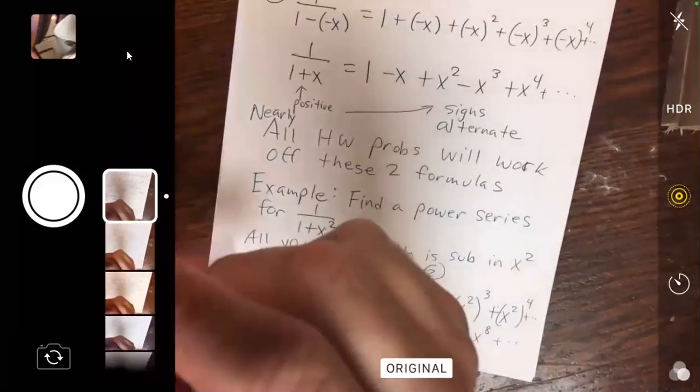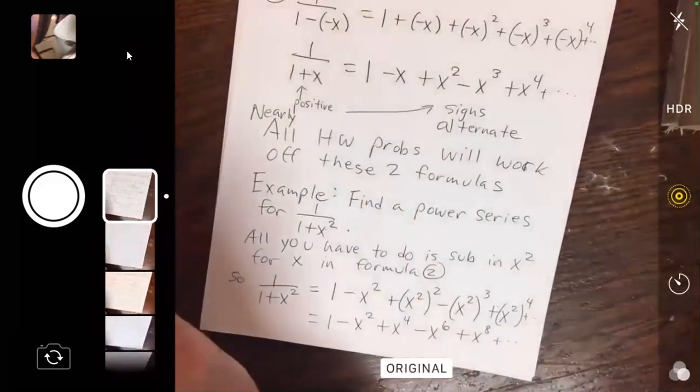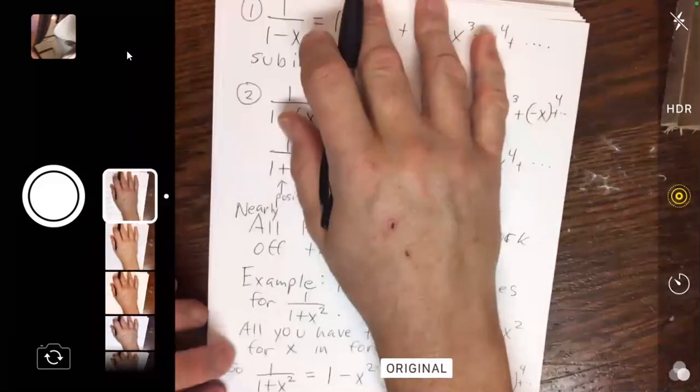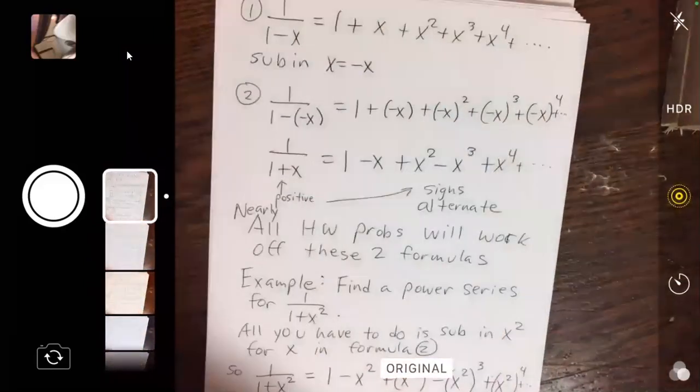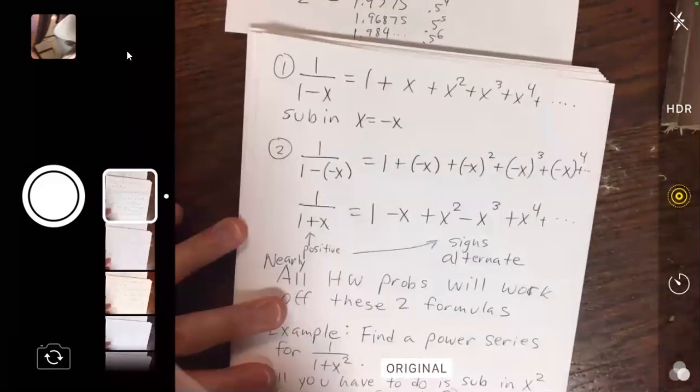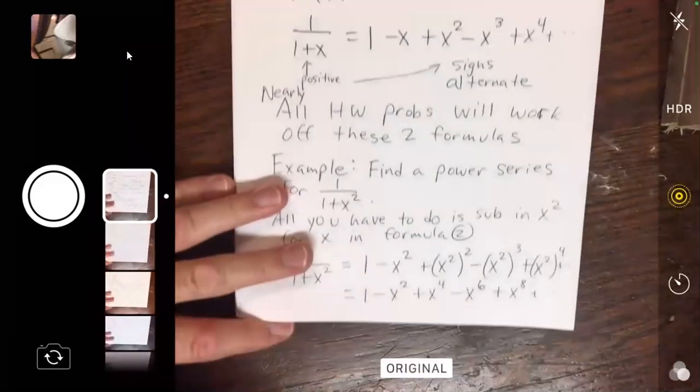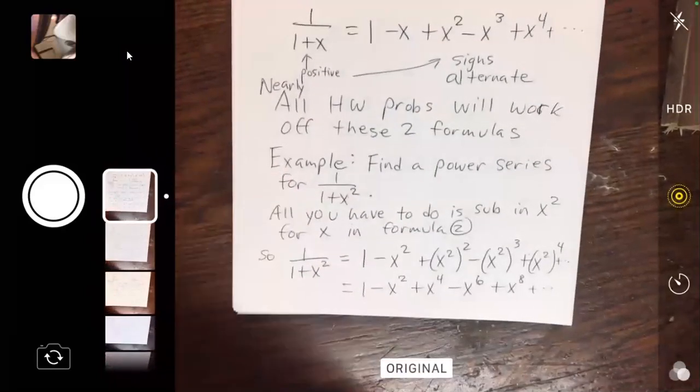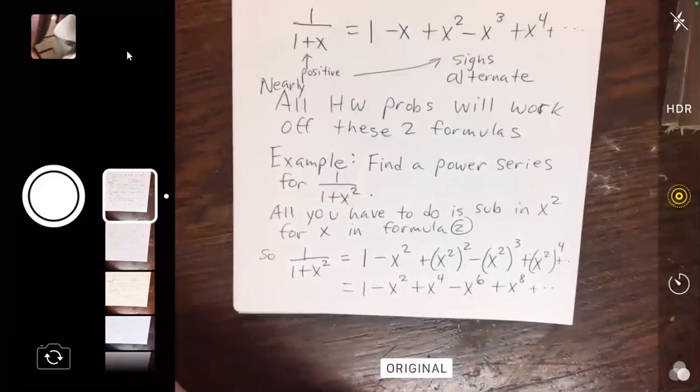This is the kind of stuff they want you to do. It's really not hard if you know these two basic formulas. Anybody have questions about that?